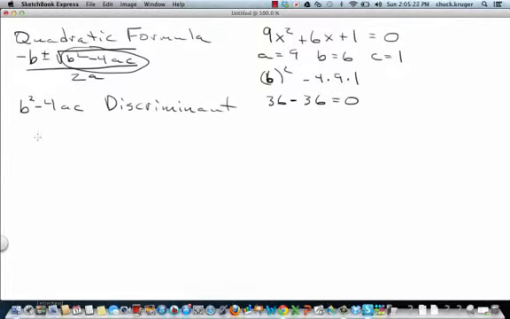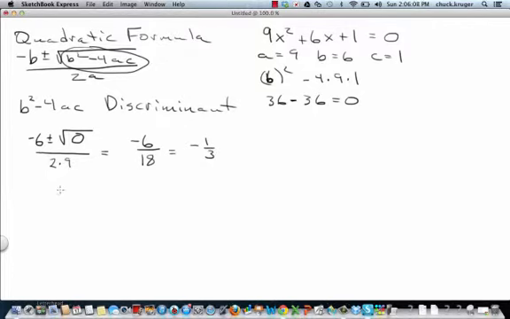All right? Let's continue with this and see what happens. I'm going to have the opposite of b, so a negative 6, plus or minus the square root of b squared minus 4ac, which I figured out to be 0, all over 2a, which is 2 times 9. The square root of 0 is 0, and negative 6 plus 0 is negative 6, and negative 6 minus 0 is negative 6. I'm simply left with negative 6 over 2 times 9, which is 18. This simplifies to a negative 1/3.